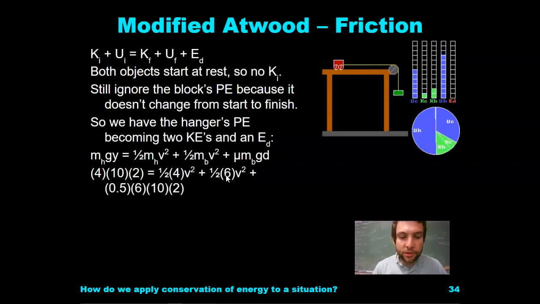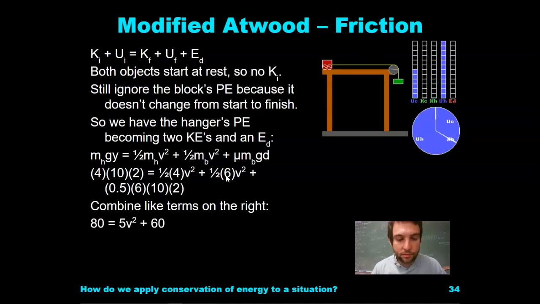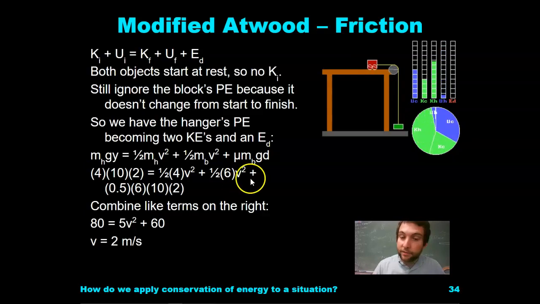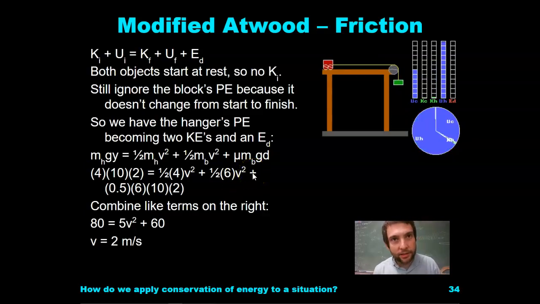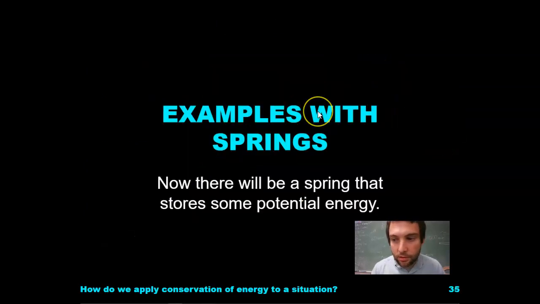Plugging in all of the numbers, we get V equals 2 meters per second. That's a really complicated situation. And to me, I don't feel like this is a very difficult process to do. So you can use this to get yourself out of some crazy situations, for sure.